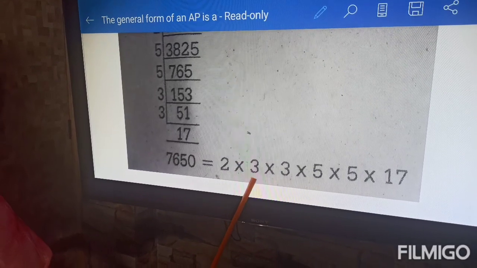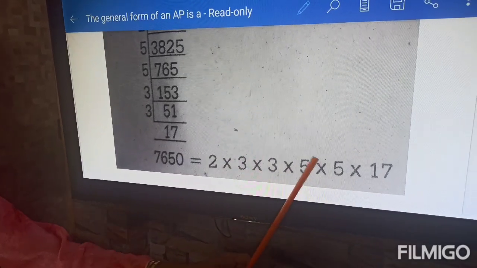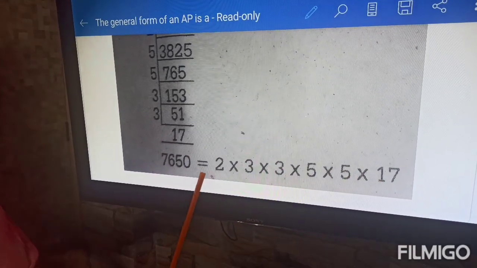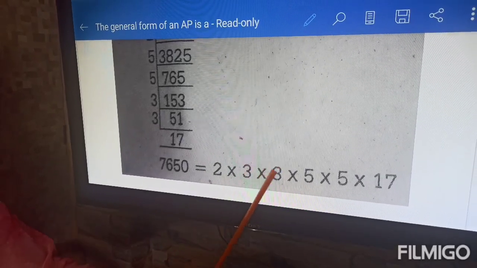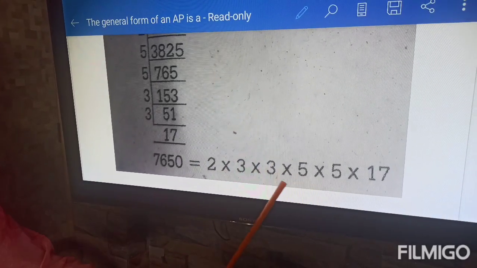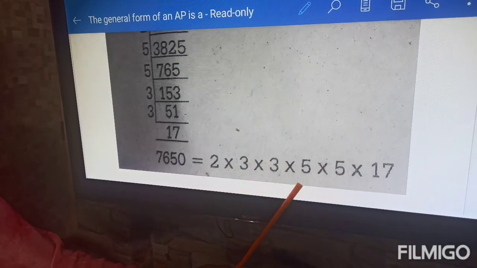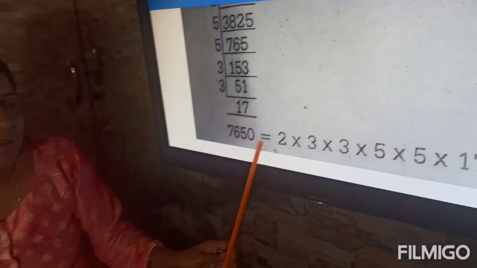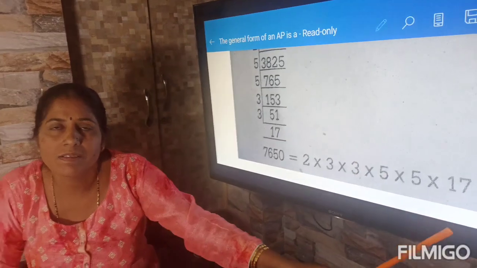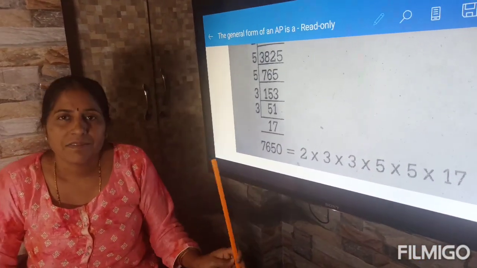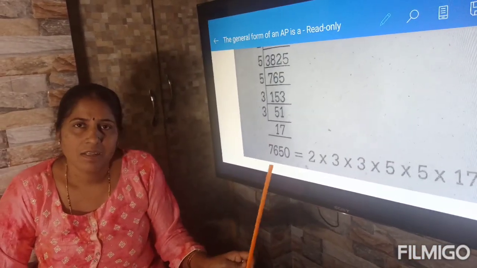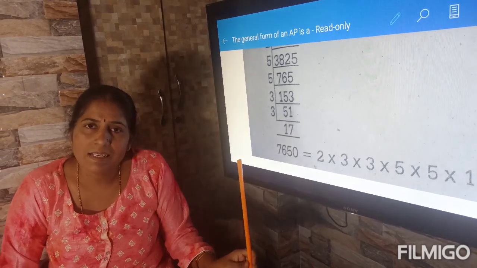2 into 3 into 3 into 5 into 5 into 17. Or we can write 2 into 3 into 3 as 3 square, and 5 into 5 as 5 square, into 17. So 2 into 3 square into 5 square into 17 are the prime factors of the given number. It's so simple, very easy.